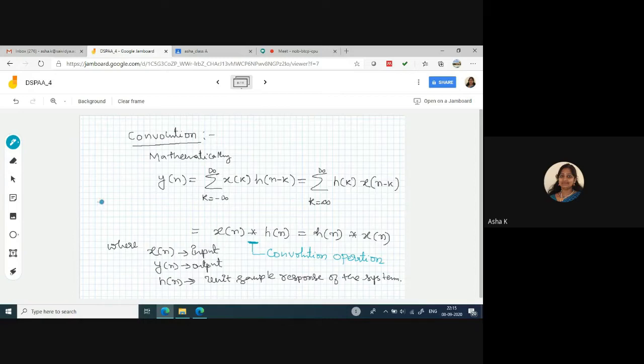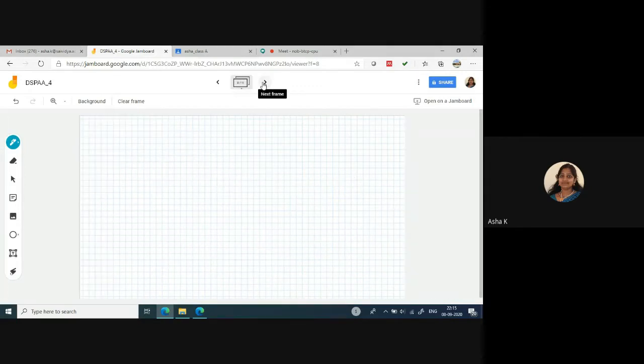So this gives us the time domain response. Time domain response will be obtained with the help of convolution. Moving on to this next topic, that is Z transform.